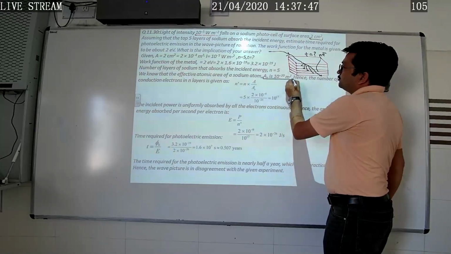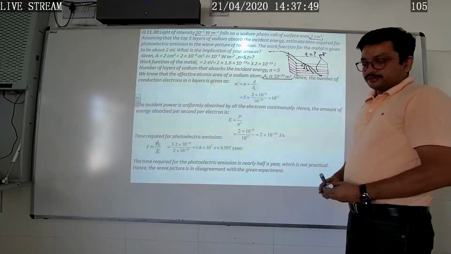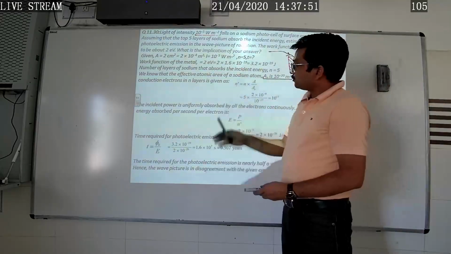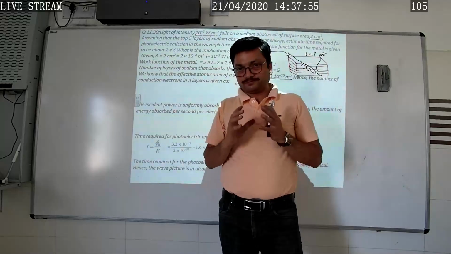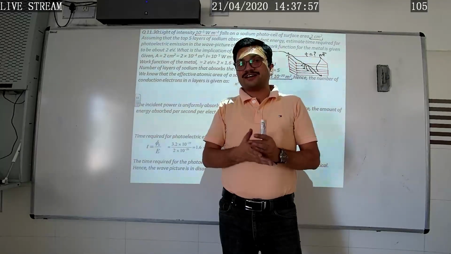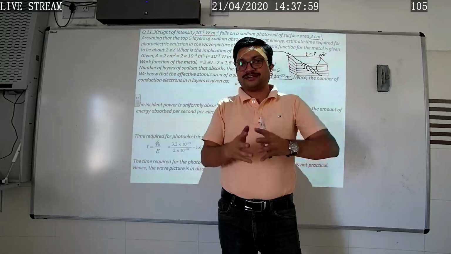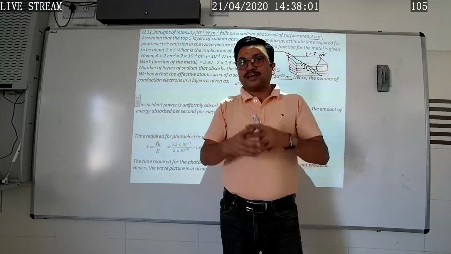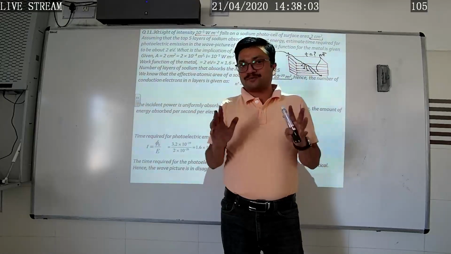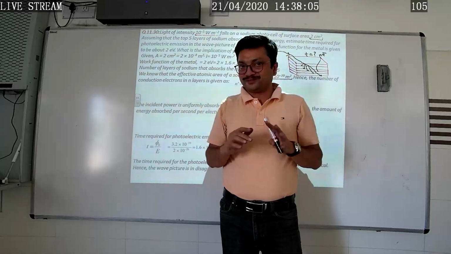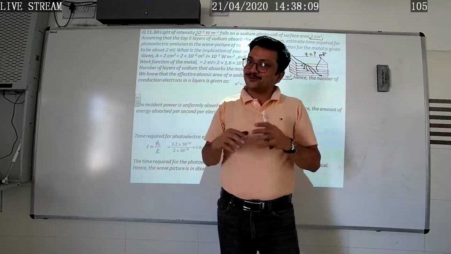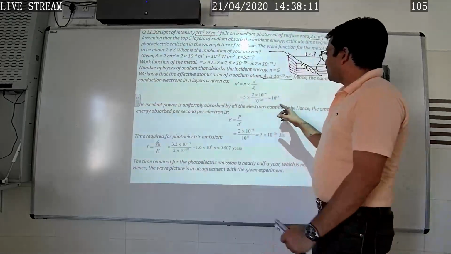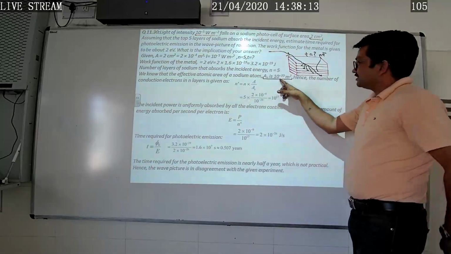Now the question arises, why have we written this? Effective atomic area of sodium atom. As we have studied in 11th class chemistry, 2nd chapter on atoms, the size of the atom is found to be 10⁻¹⁰ meter. So area is proportional to the square of the radius. So that's why here 10⁻²⁰ meter square is taken.